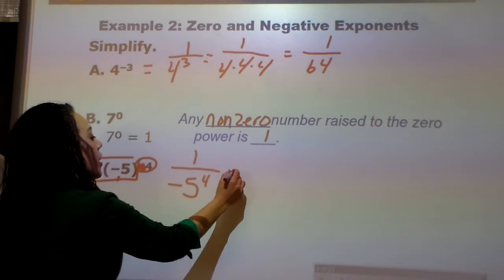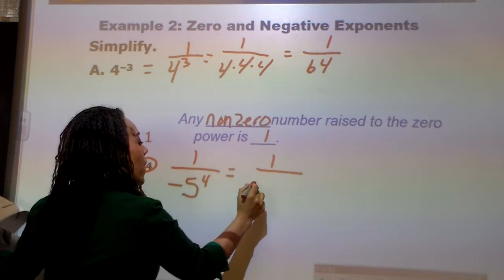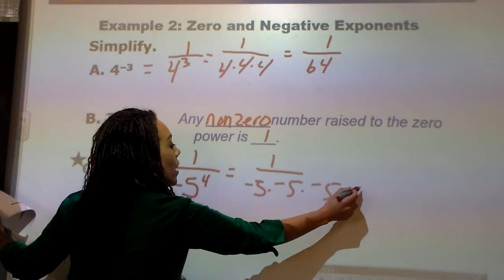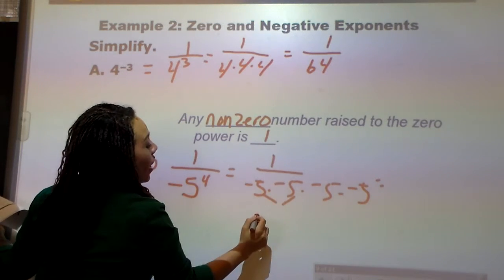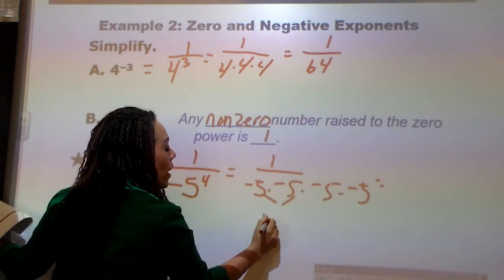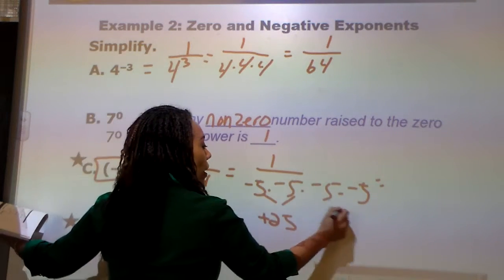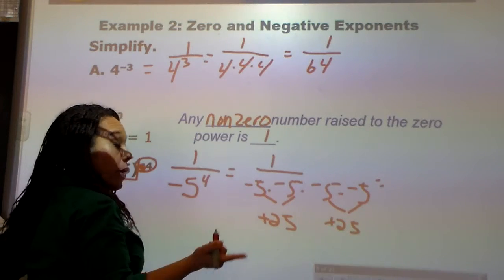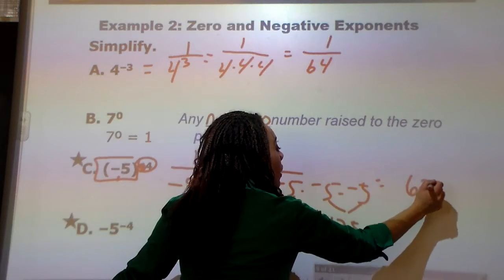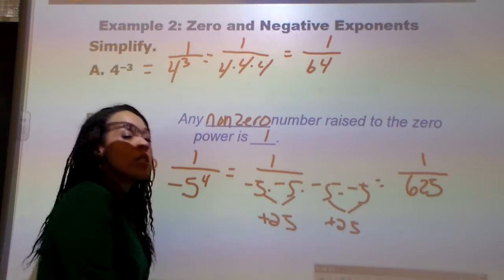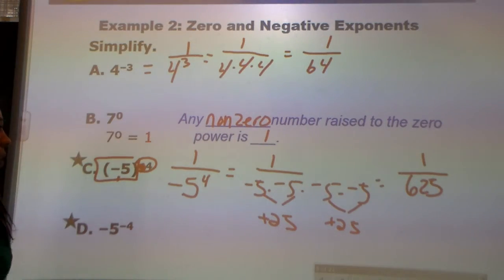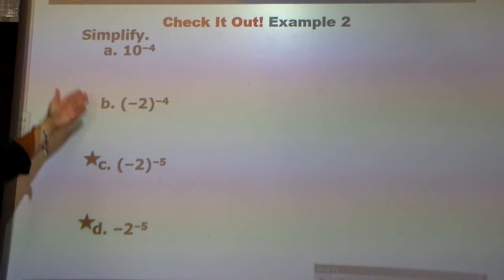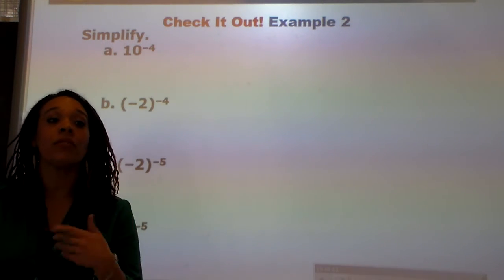Let me finish this last one. That means negative 5 times negative 5 times negative 5 times negative 5. Negative 5 times negative 5 is positive 25. Over here, another positive 25. Positive 25 times positive 25 is 625. So 1 over 625. The last one you can try to do on your own. That's it. And then there are some to practice on your own to see if you get them right.